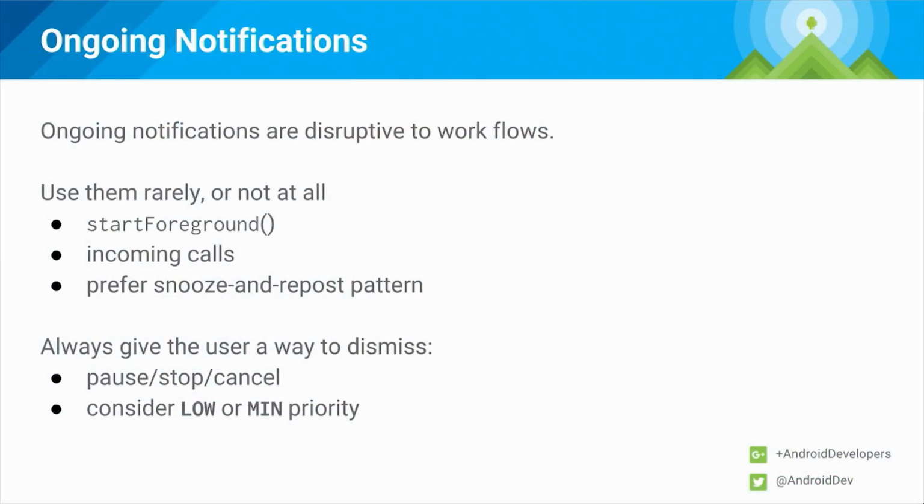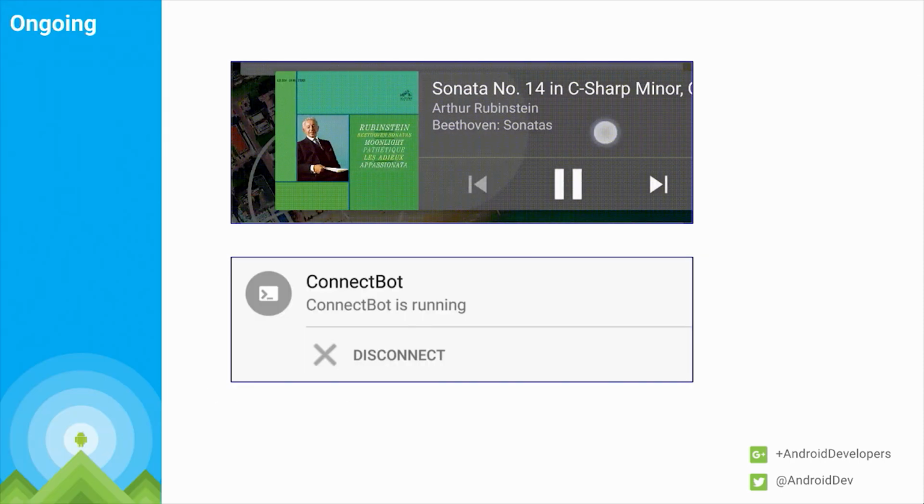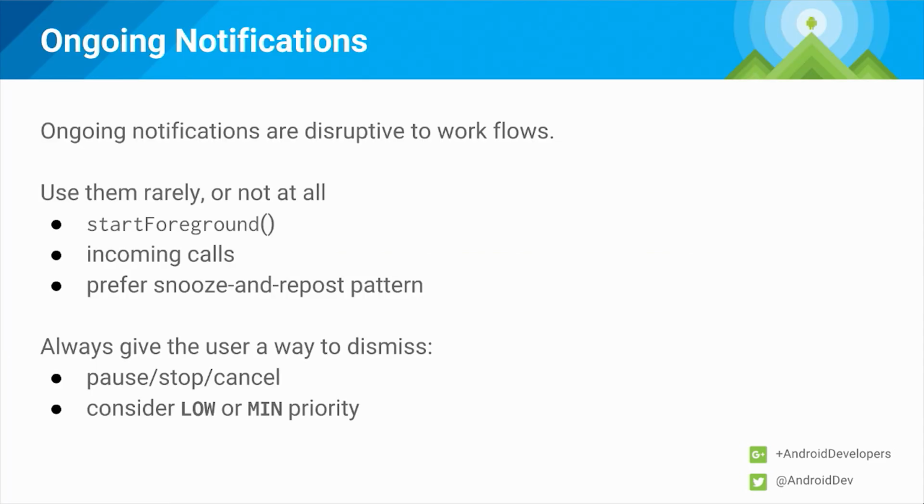OK. The last thing in this section is about ongoing notifications. Ongoing notifications are these things that you cannot dismiss. You swipe them, and they're stuck there. And this sounds like a great idea, right? I can pin something to the top and make it undismissible, and then I've always got that spot.